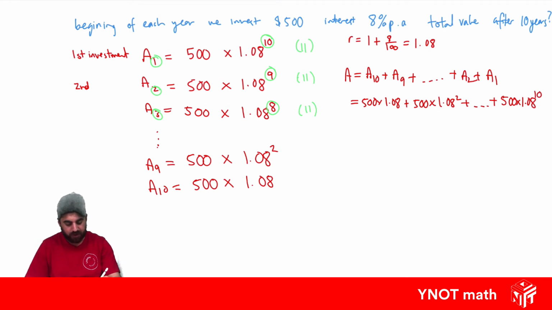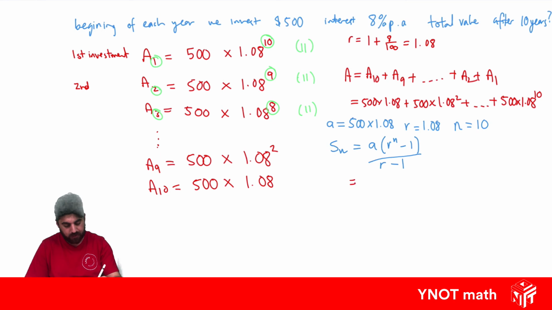And hopefully you can see we've actually got a geometric series here where our first term is 500 times 1.08. Our common ratio, well, what are we multiplying by to get to our next term? Well, we're multiplying by our interest rate, and n, the number of terms, is equal to 10 because we know we've got 10 investments. So we can use our sum of a geometric series formula to add this all up. And because our r is bigger than 1, we'll use a outside of r to the n minus 1 over r minus 1.